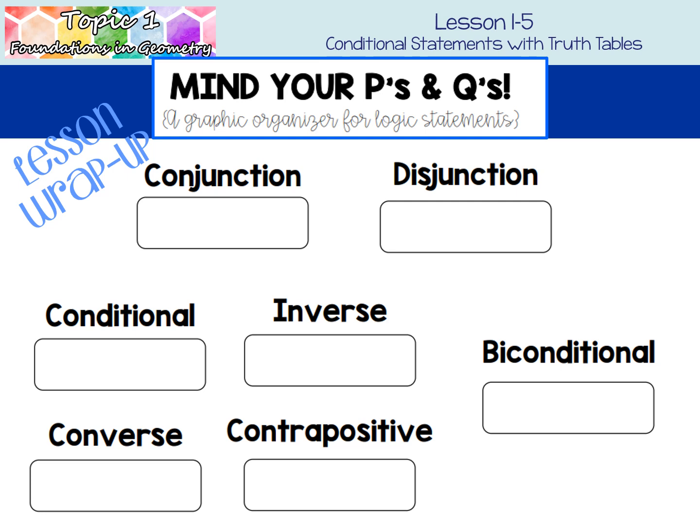Mind your P's and Q's graphic organizer, because you will need to know all of these different symbols. Part of the assignment today is, I can't remember which form I put it in, but it's explaining what each of these are. Conjunction is for and, that's P and Q. Disjunction is or, and the symbols are P or Q.